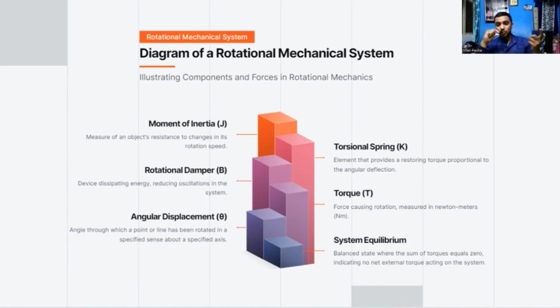Whenever there's a rotational motion happening, remember there will be an application of torque. Torque is the force causing rotation, measured in newton meters. Then the system equilibrium is the balanced state where the sum of the torques equals zero, indicating no net external torque is applied on it. So the most important things are the moment of inertia J, damping constant B, angular displacement theta, spring constant K, and then the torque and equilibrium state. These are the most important notations for finding solutions to any questions on your rotational mechanical system.